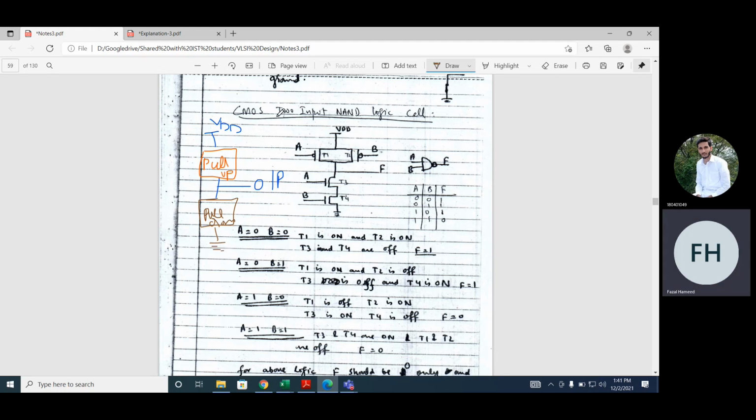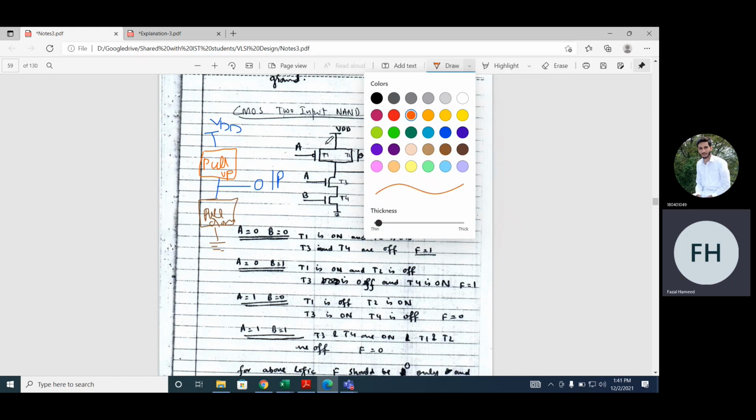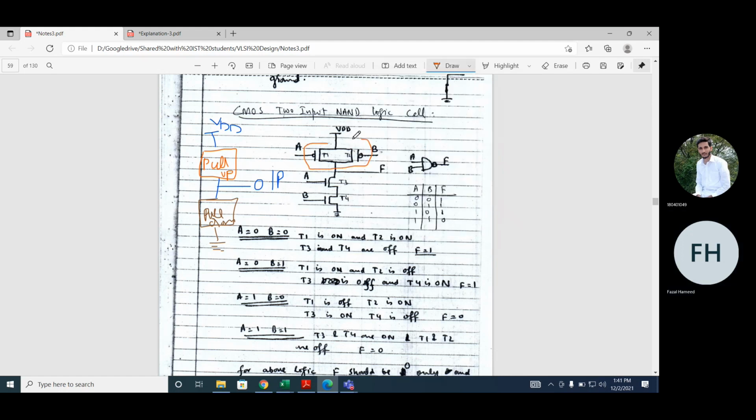So if you look at this 2-input NAND gate logic cell, can we say that this is our pull-up network? And the second one is?